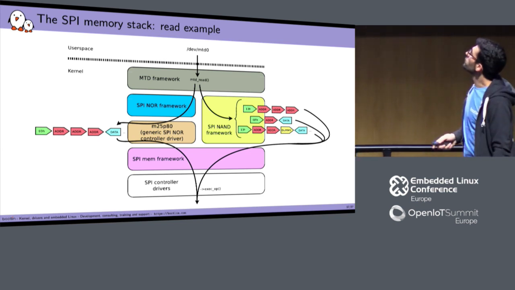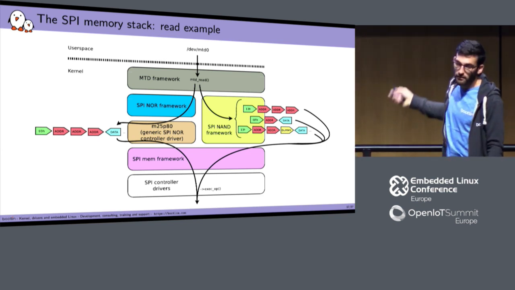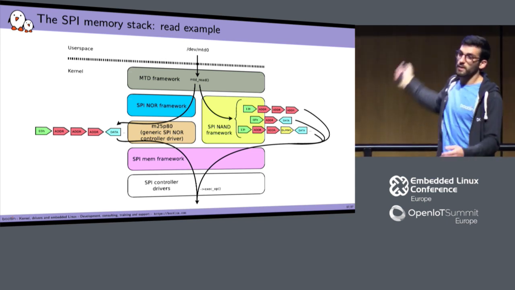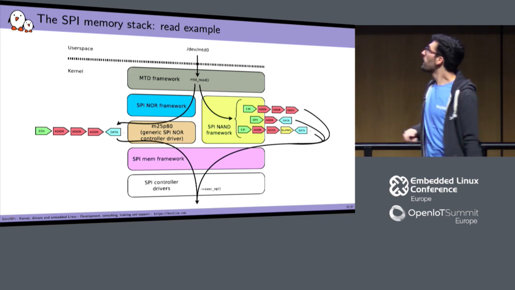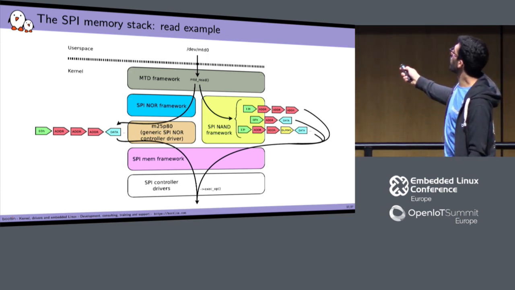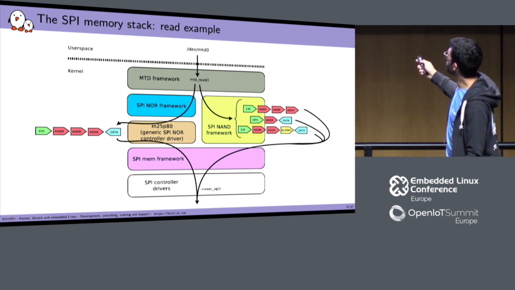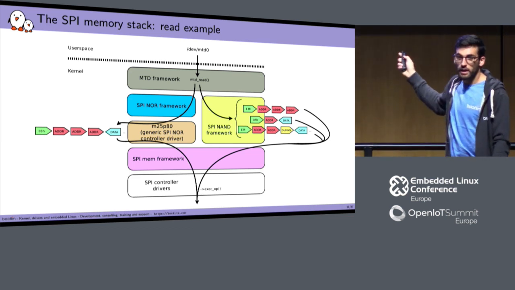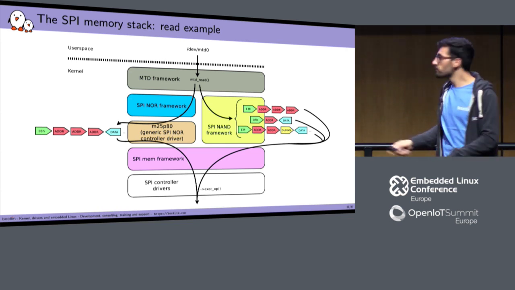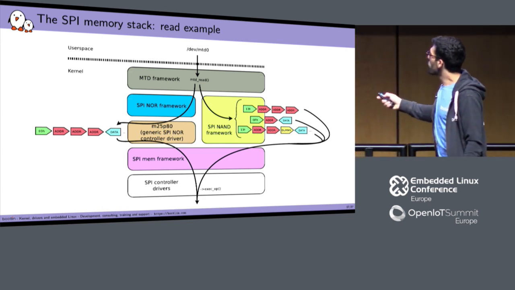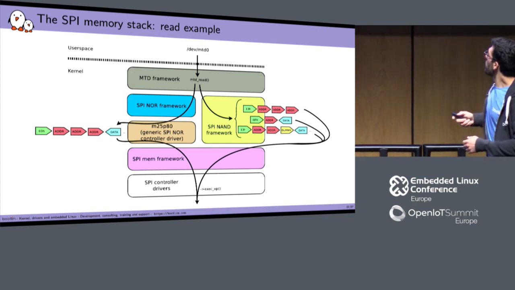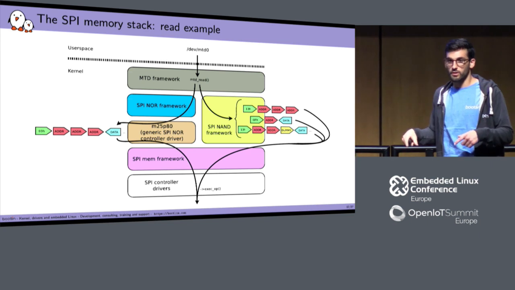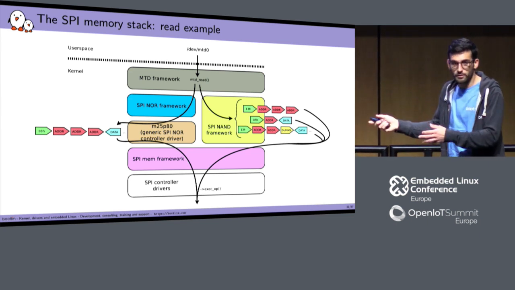And that's our example from the beginning with a read attempt. So a user tries to read an MTD device from user space. It goes through the MTD framework. And then, depending on the underlying chip, it will go through the SPI NOR framework or SPI NAND framework. This one will handle the command set. So it will translate the read request into SPI memory operations. And the SPI mem framework will act as a sink and check if the SPI controller drivers can handle such optimized IOs.